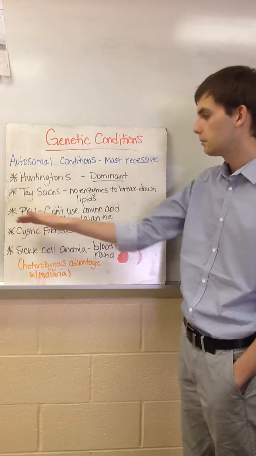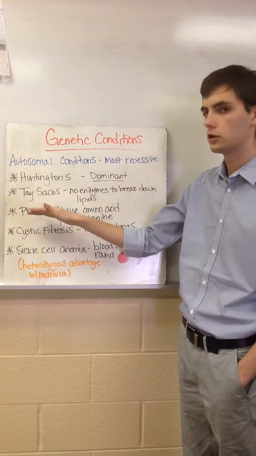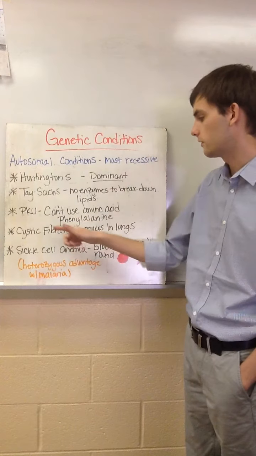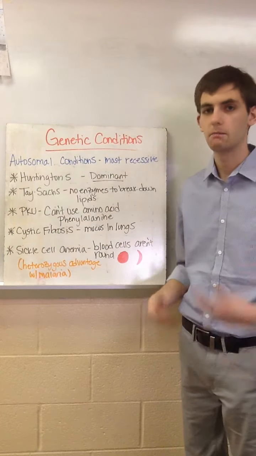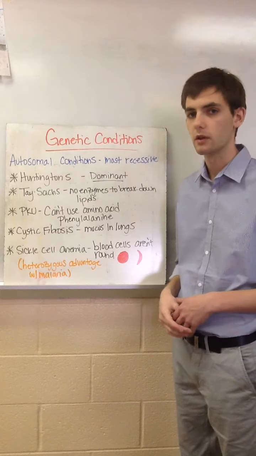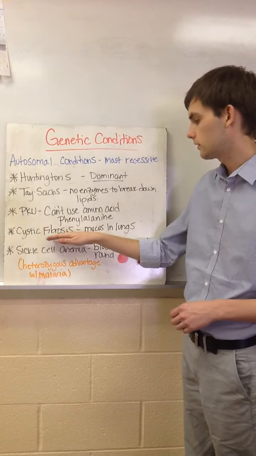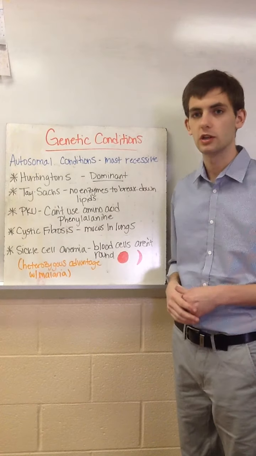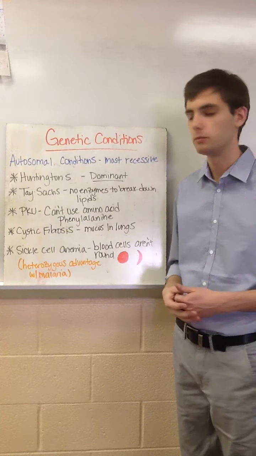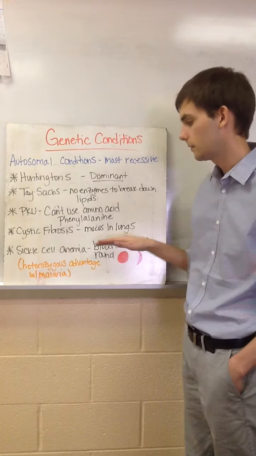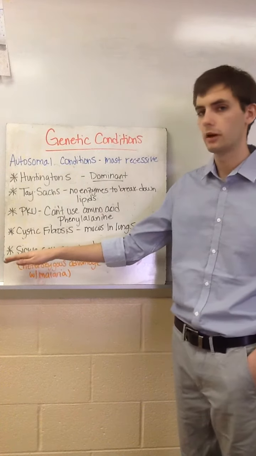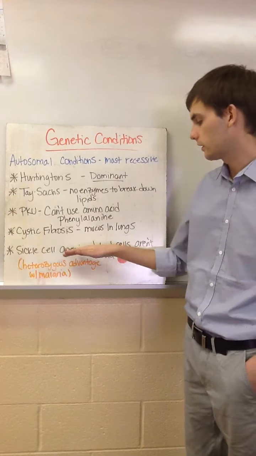death. PKU is when your body can't use an amino acid, phenylalanine, and again, a buildup of that will cause a person to die. Cystic fibrosis, this is a recessive condition in which there's a buildup of mucus within somebody's lungs. And the last but most common is sickle cell anemia.